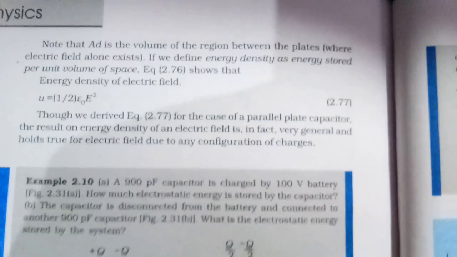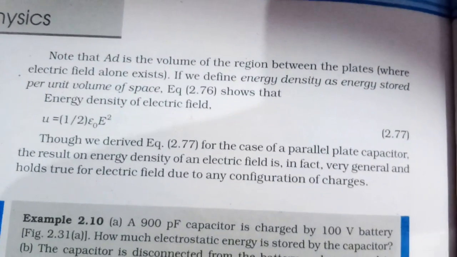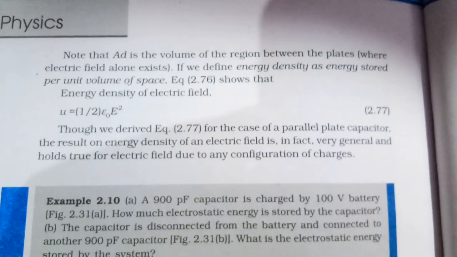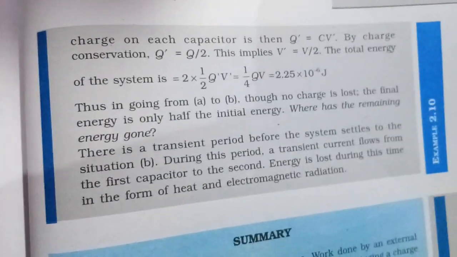factor for electronic devices. When you study electrostatic potential and capacitance, this chapter will be very important for you. And here you will see the 2.10 numerical, which will provide you the solution also, and with the solution you will memorize the factors and you can understand.